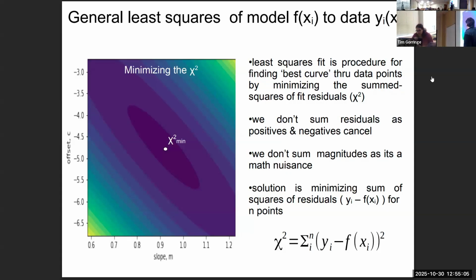Here in dark blue, at the center of this dark blue oval, is the minimum value of chi-squared. As we walk up towards the right or down towards the left, we're walking up the walls of a valley to higher and higher values of chi-squared. So the minimum of chi-squared defines the best value of m and the best value of c, the best slope and intercept to fit our data. That's what we want to find. We want to minimize chi-squared and find the values of m and c that correspond to that minimum. So that's our task.